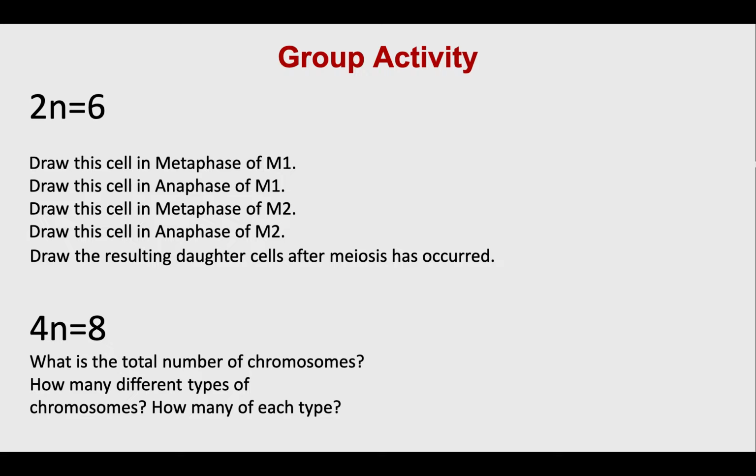All right, so we should be experts by now. If I ask you what is the total number of chromosomes in a cell that I have said 4n equals 8, what is the total number? 8 is the total number. How many different types of chromosomes? 4, yes. It has a ploidy level of 4. We could call that tetraploidy.